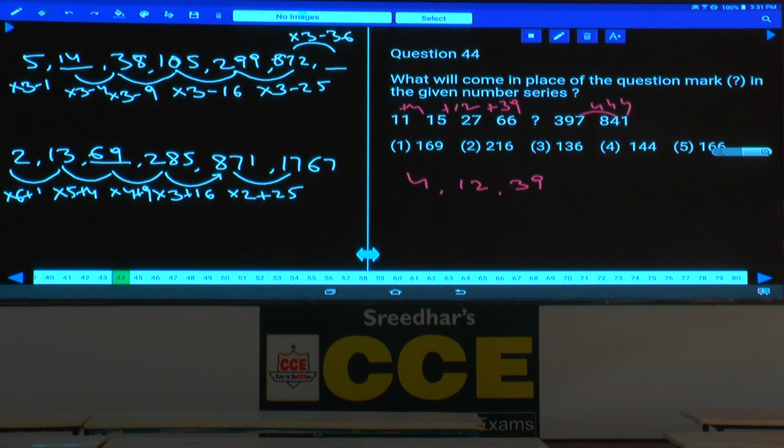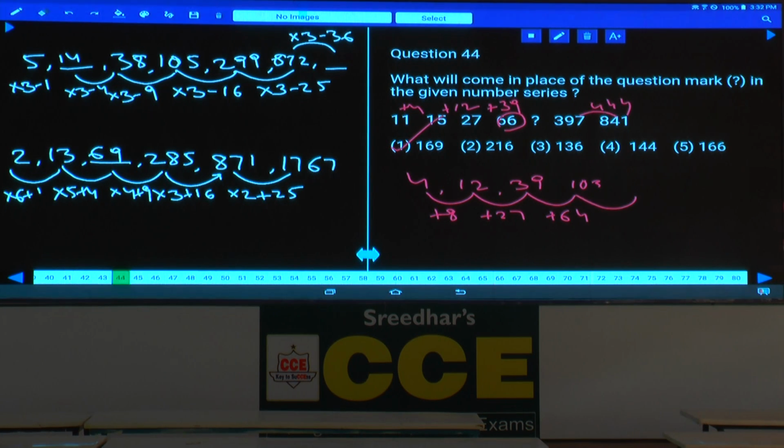Then how to relate this one? 4 and 12, 4 plus 8 is 12. Next one 12 and 39, here the difference is 27. And the next one 2 cube, 3 cube, 4 cube. What is 4 cube? 64. 39 plus 64, 40 plus 64, 104. Hence 103 should be added to what? 66. 66 plus 103, 169 is the answer. Are you following this one or not? The differences of differences are cubes.